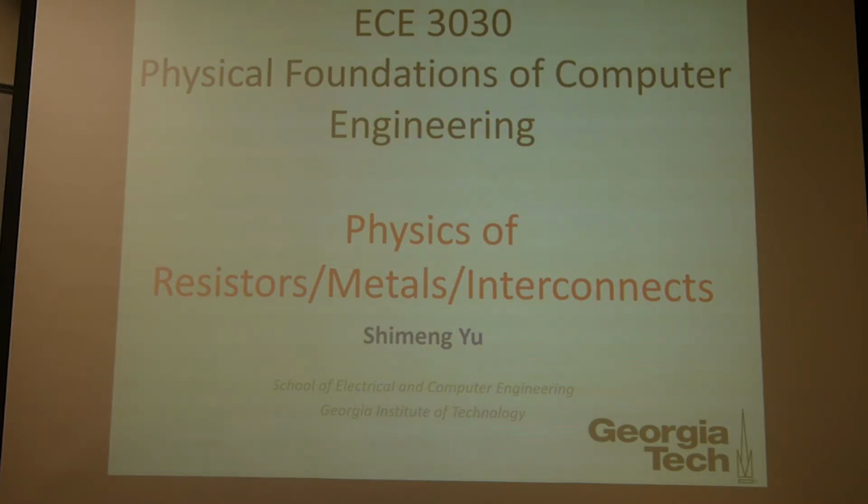Alright, so today we're going to have our discussions on the physics of the resistor, metal interconnects. In the first lecture on Monday, we talked about how the chip is composed of transistors, but the transistors talk to each other through the interconnect. And the interconnect is actually made of metal wires, and essentially is a resistor, because metal still has resistivity. So today we are going to discuss the physics of this metal interconnect.